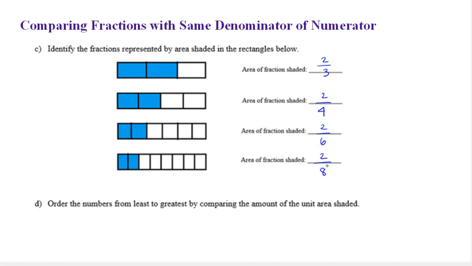So notice in each case we had 2 pieces shaded, but the unit was cut into a different number of pieces. So comparing, again looking from left to right, this is the least amount shaded, and this was 2/8. The next smallest amount was this one, which is 2/6. Then we have 2/4. And finally we have 2/3.